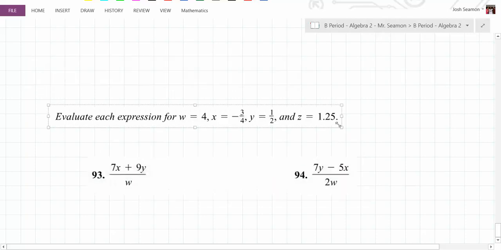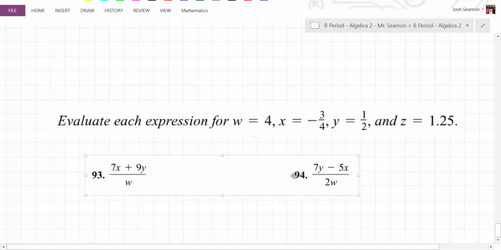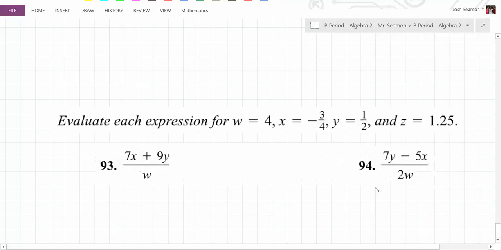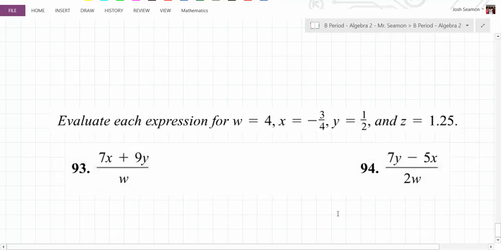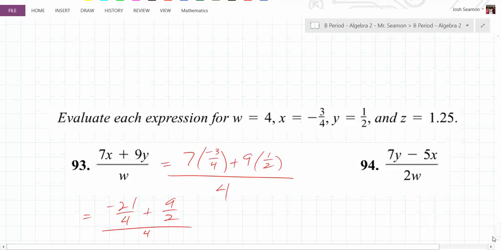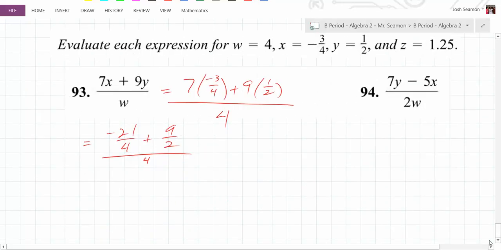So why don't you try these two right now. I'll make it bigger for you. There you go. So try that right there. Anybody get to here so far? You get negative 21 over 4 plus 9 halves all over 4. What's the best way to simplify this?